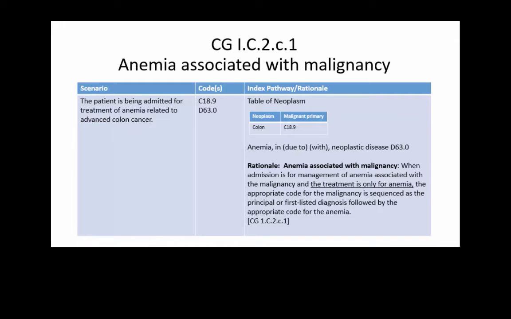This guideline has to do with anemia associated with the malignancy. Anemia can be associated with different things, and in this case it is specifically associated with the malignancy. The guideline tells us that when the admission is for management of anemia associated with malignancy and the treatment is only for the anemia, the malignancy is coded first and then the anemia. So I have here the table of neoplasms showing you the colon cancer. It's a malignant primary. And then the anemia is your main term in the index, with or due to neoplastic disease. Neoplastic disease, neoplasm, and malignancy are all terms that can be used interchangeably.